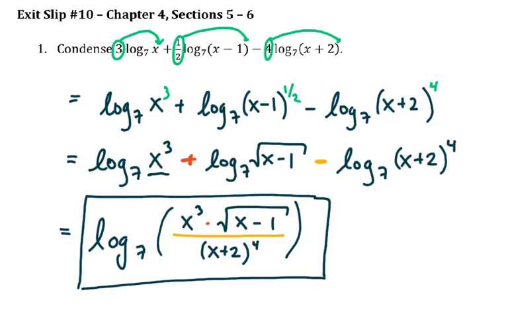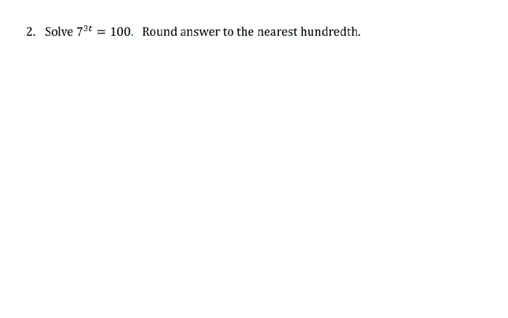So hopefully that feels fairly comfortable. This direction of condensing is in the long run most valuable when we move towards solving. And solving is exactly what we're doing on this second problem. So this one asks us to solve 7 to the power of 3t equals 100.